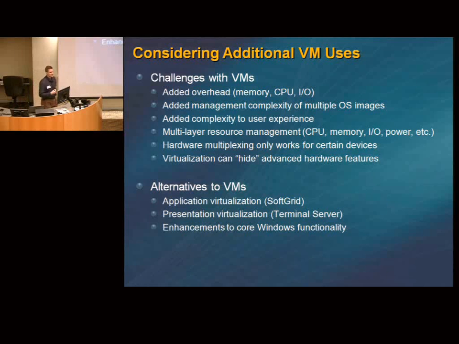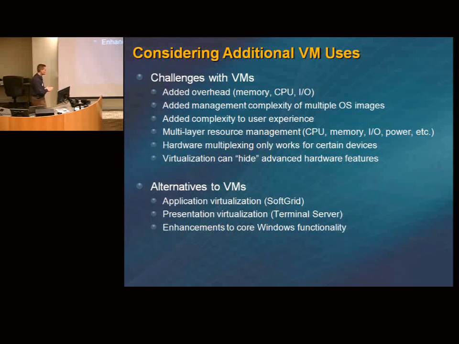One of them is virtualizing at a higher layer in the software stack. So for example, SoftGrid is the solution that we have. That's the application virtualization layer that I alluded to earlier. And presentation virtualization is another way that you can do that. So for example, you could run your workload in one place and remote it to another place.